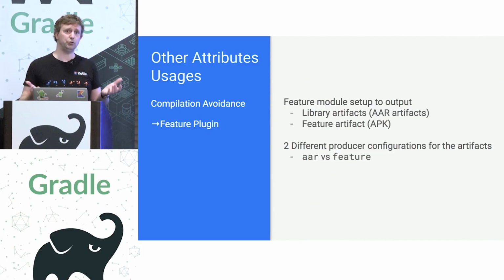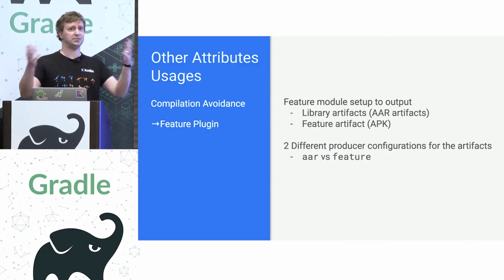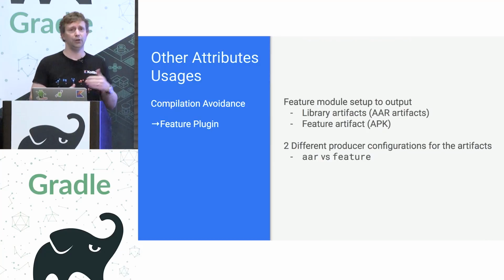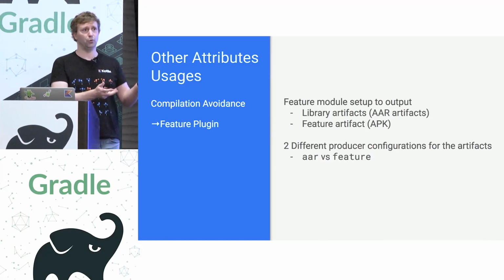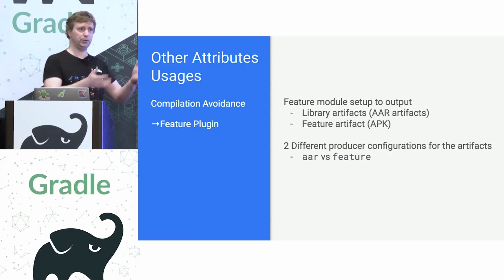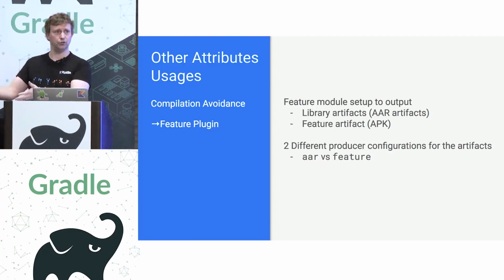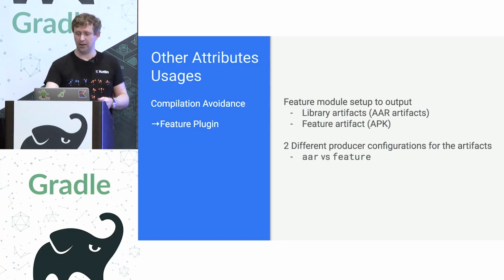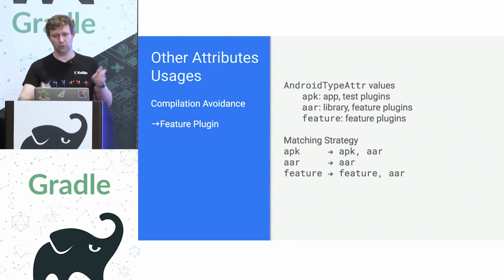So what we end up doing is that plugin will create twice as many configurations as we used to. We already have debug and release in both compile and runtime, so that's 4 of them. And now we duplicate that between AR and feature, right? So we have 8 of them. And we have a new attribute called Android type value that allows us to do that. It has different values: there's APK, there's AR, there's feature, and we have some matching strategy.